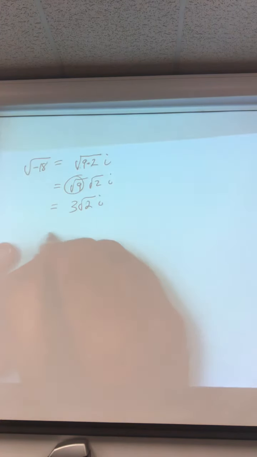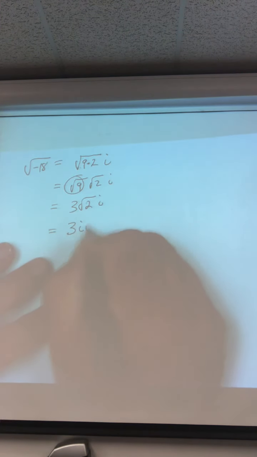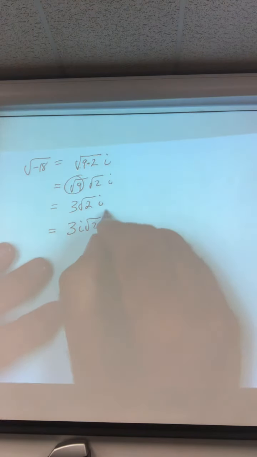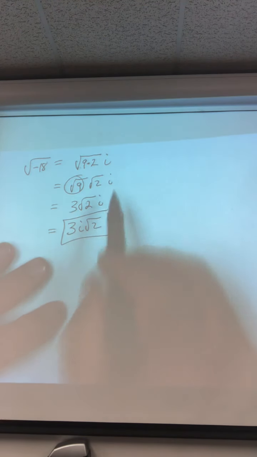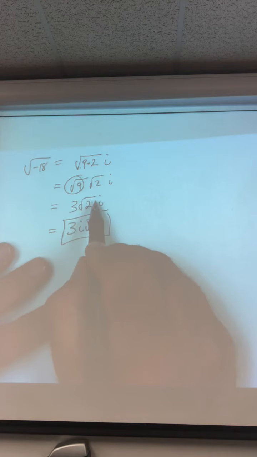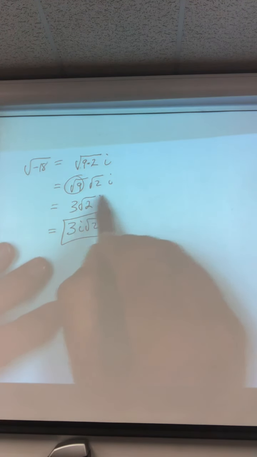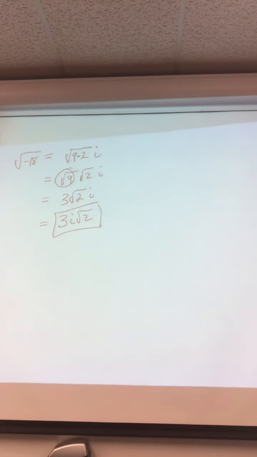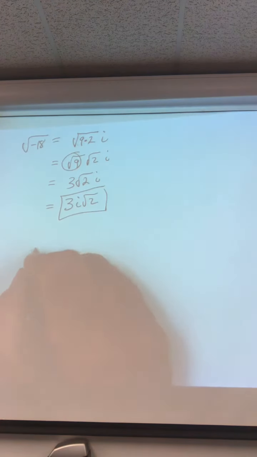Now, we commonly write it this way. The reason we usually do this is because a lot of times if you're not careful, you will accidentally put this i up under that radical. And it doesn't go under that radical. So, anyway. All right.